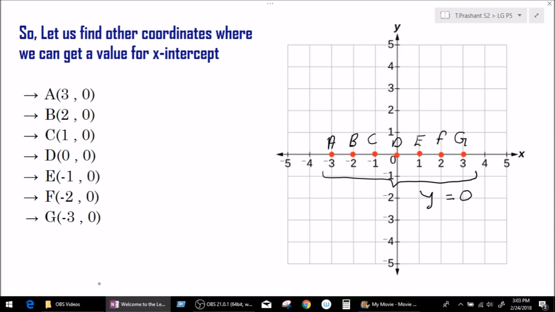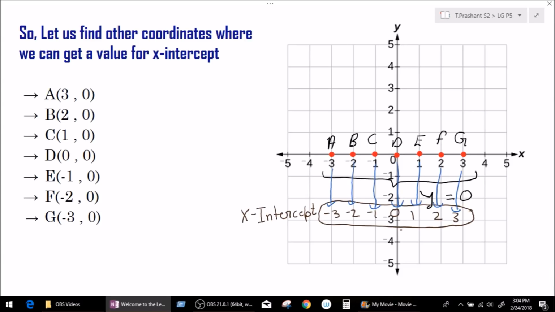Now let's go plot the same coordinates on the graph, which I've already done. You can see A, B, C, D, E, F, and G. So what is the value of x-intercept at A? The value of x-intercept at A is 3, at B is 2, at C is 1, D is 0, E is -1, F is -2, and G is -3. So let me write down the values of x-intercept. So these are the values of x-intercept at our coordinates.